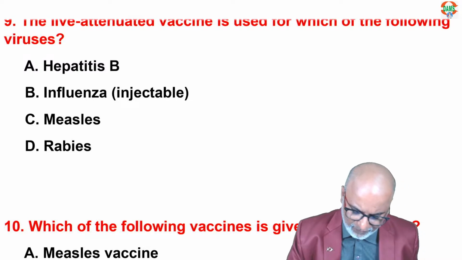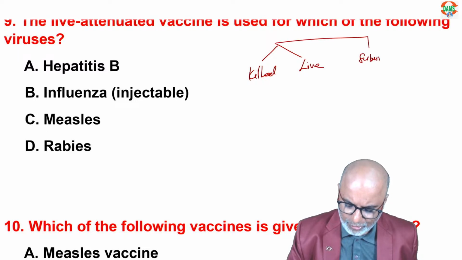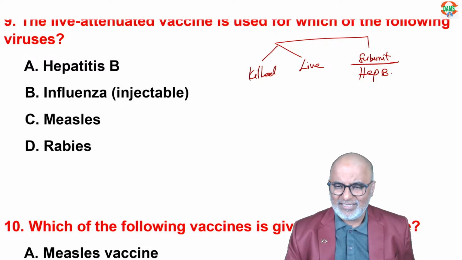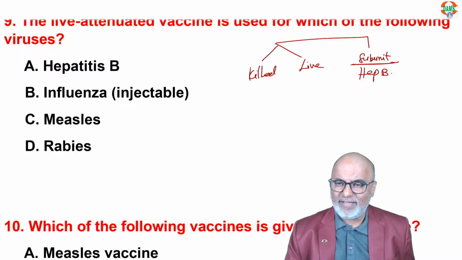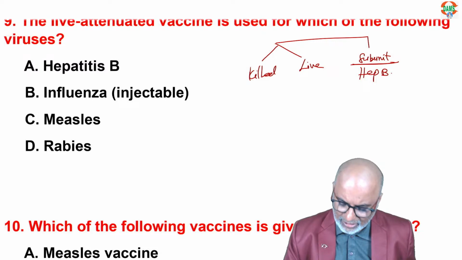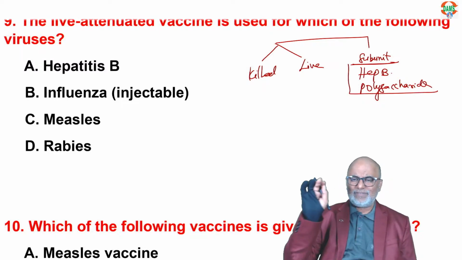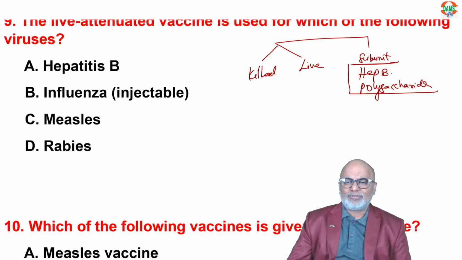In our country, we have killed vaccine, live attenuated vaccine, and subunit vaccine. A classical example of a subunit vaccine is the hepatitis B vaccine, and all kinds of polysaccharide vaccines: pneumococcal vaccine, meningococcal vaccine, Haemophilus influenzae vaccine. These are all subunit vaccines. We are using a part of the cell, a surface antigen or a polysaccharide capsule.